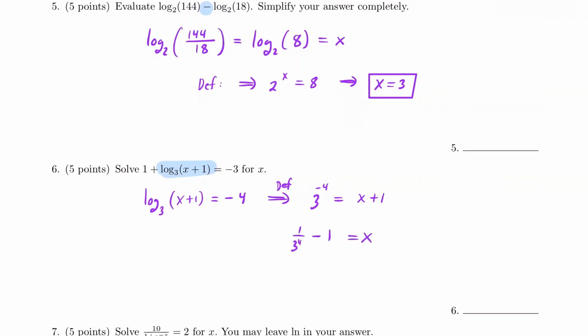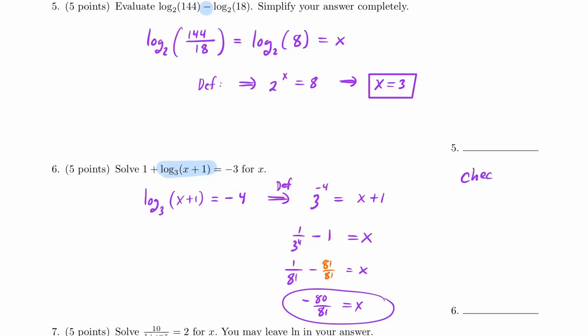And then 3 to the power of 4, well, that's simply 81. So I got 1 over 81 minus 1 is equal to x. Put them in common denominators. You can write 1 as 1 over 1 and then multiply it by 81 over 81. You'll have 81 over 81, and then perform the subtraction. 1 minus 81, that's negative 80 over 81. That's what x is.